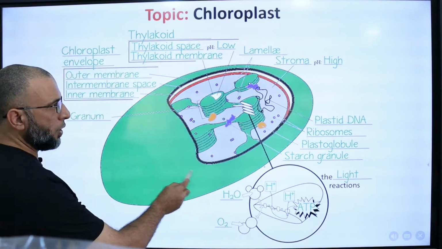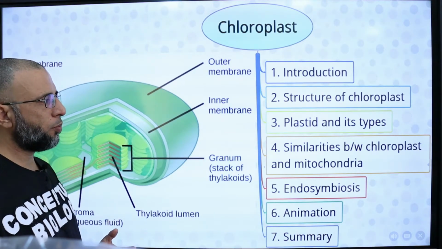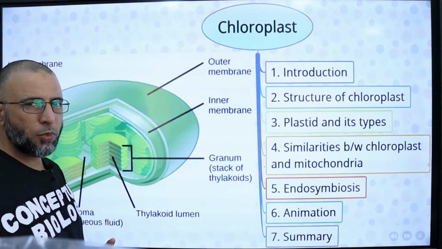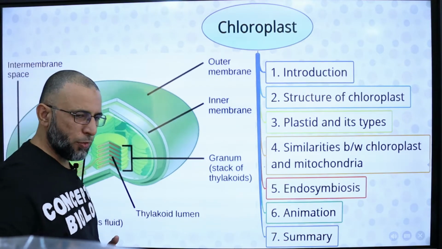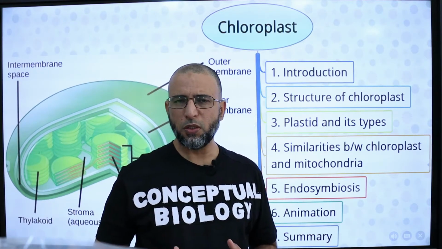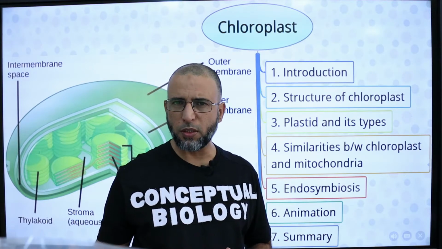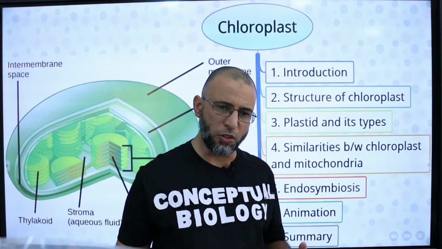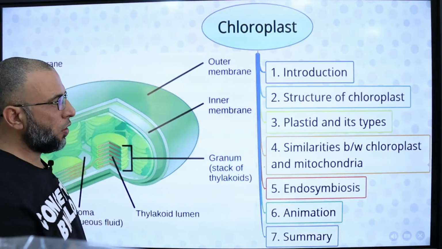The main points of the lesson are structure of chloroplast, plastid and its types, similarities between chloroplast and mitochondria, and endosymbiosis. Chloroplasts are the sites of photosynthesis in eukaryotic cells. They are only present in photosynthetic cells like plant cells and algae. There are no chloroplasts in animal cells or bacteria.